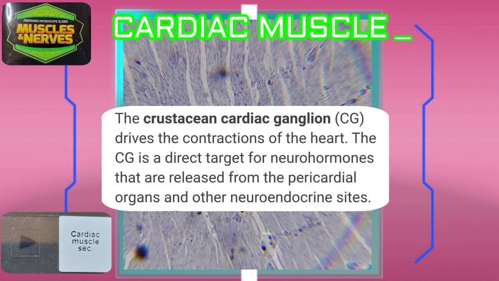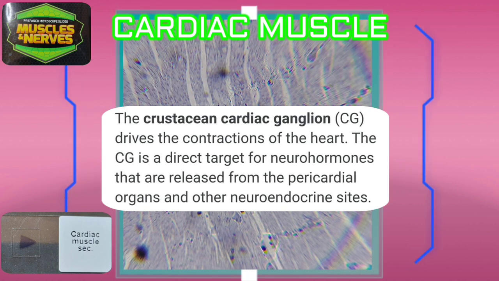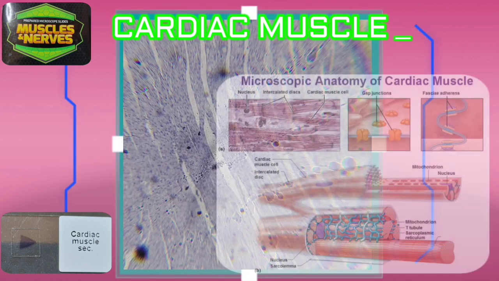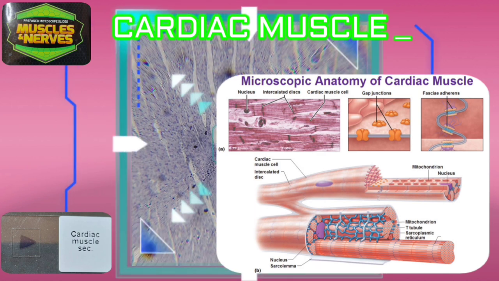Cardiac muscle fibers have striations when viewed under the microscope. However, they are not as dark as those found in skeletal muscle. This is due to the myofibrils in cardiac muscle being arranged in an orderly manner as with the skeletal muscle, but the number and therefore the density of the myofibrils is less.